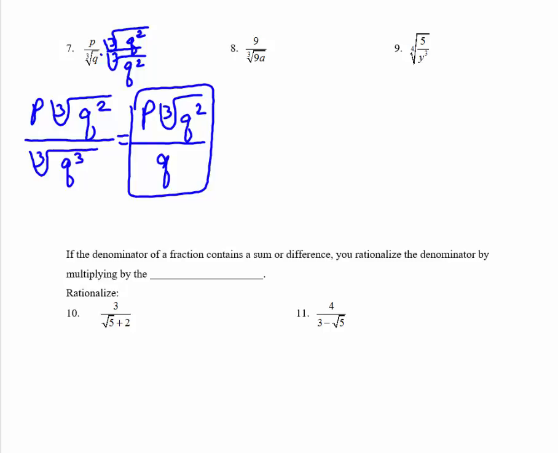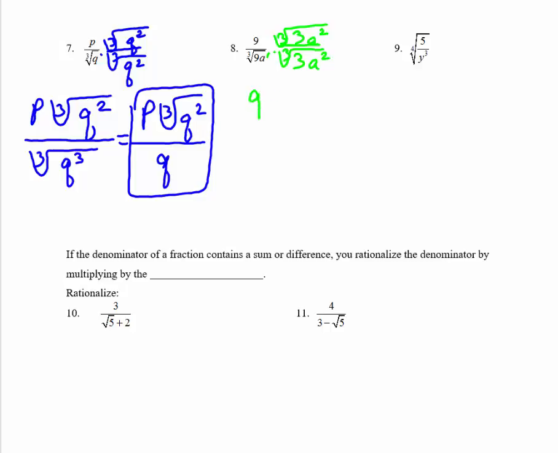So number 8, 9 over the cubed root of 9a. Nothing can come out of the radical for now, so we need to think about what can I multiply top and bottom that's going to eliminate my radical. Well, the first cube that 9 can go into is 27. So 9 times 3 is 27. We have a to the first power again, so we need 2 more, so a squared, to make a cubed. And whatever we do to the bottom, we do the same thing to the top.